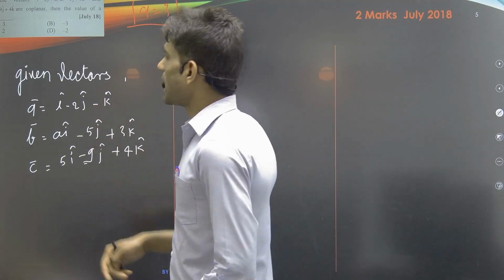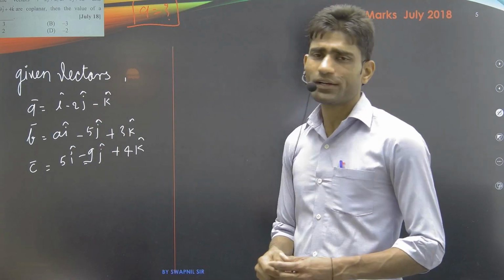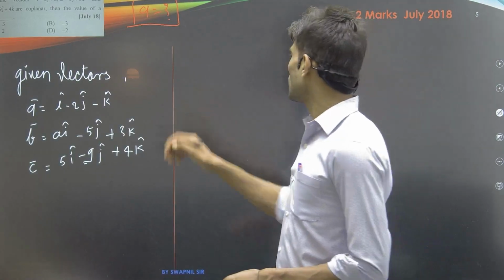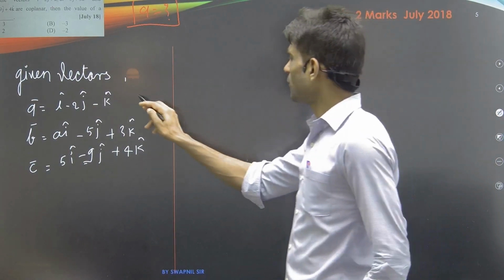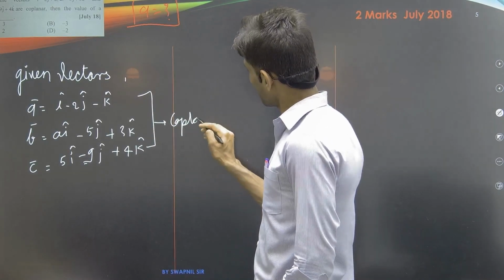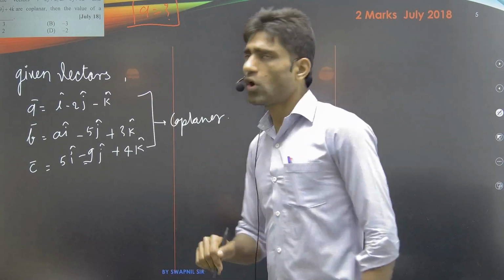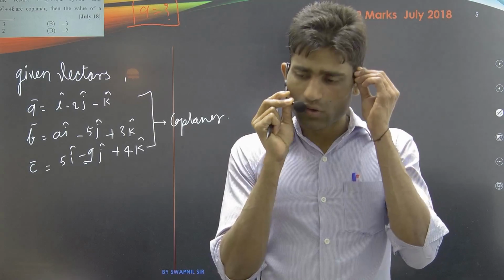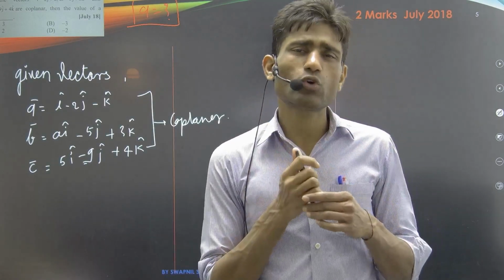Okay, these three are the position vectors we have given in our example, and all of them are coplanar. If all these position vectors are coplanar, what is meant by coplanar? All those vectors come under the same plane, or the same certain plane, and we consider it as coplanar vectors.